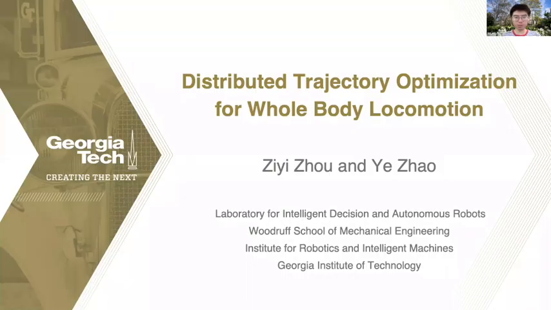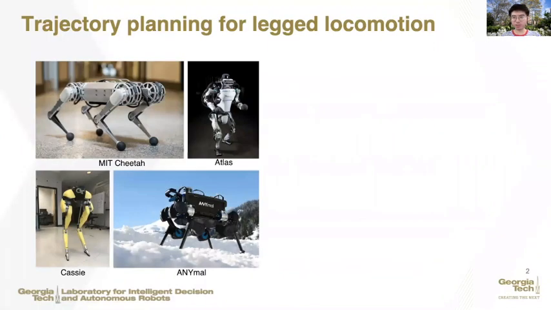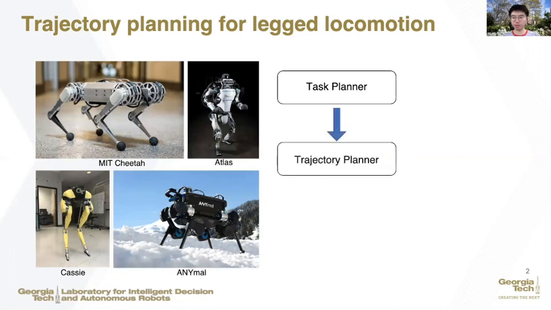Hello, we present our work on distributed trajectory optimization for whole body locomotion. Legged robots are attracting more attention because of their ability to achieve highly dynamic motions, such as jumping or even backflipping, and they can traverse very rough terrains that mobile robots can never reach. Following a hierarchical planning structure, we usually have a task planner as the top layer, a trajectory planner that generates the joint space trajectories, and finally a tracking controller to achieve desired motions.